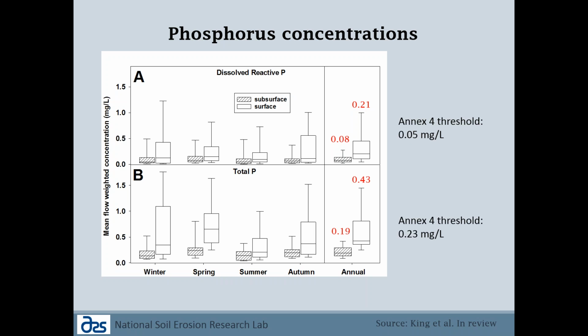And similarly for total phosphorus, again, we see that average annual concentrations for total phosphorus are 0.19 milligrams per liter, and for surface runoff are 0.43. So for this, actually, our tile drain total phosphorus concentrations are lower than the threshold for what's coming out of the tile, but still almost double in surface runoff.